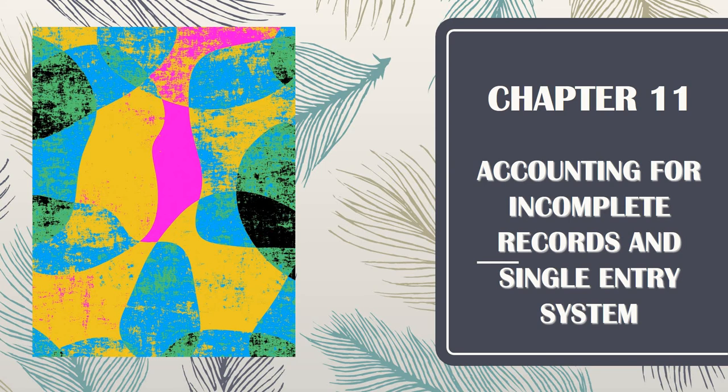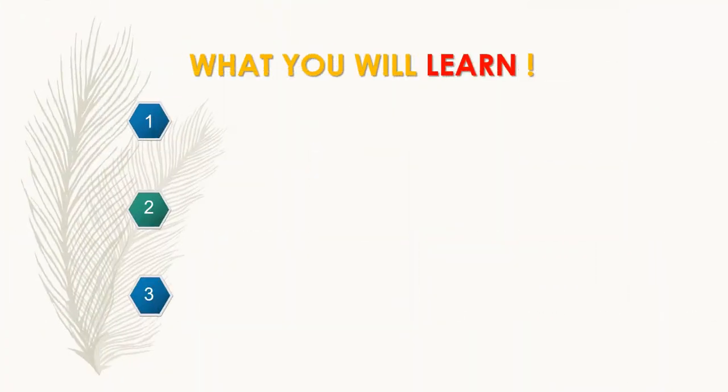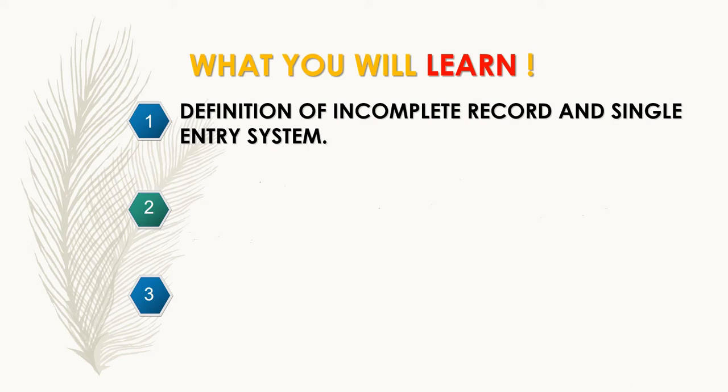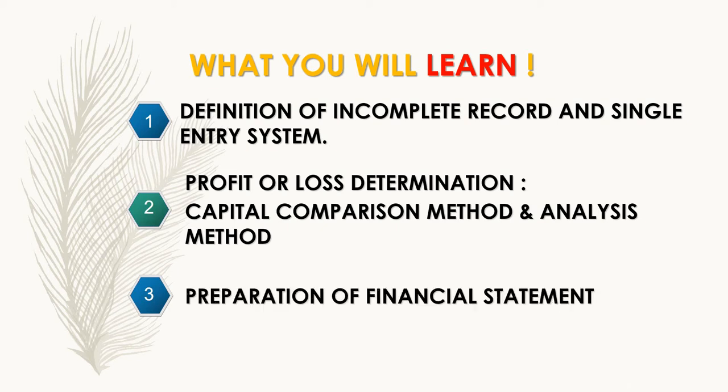Okay, chapter 11, accounting for incomplete records and single entry system. So what you're going to learn in chapter 11 is the definitions, the determination of profit or loss using capital comparison method and analysis method, and also the preparation of financial statement.